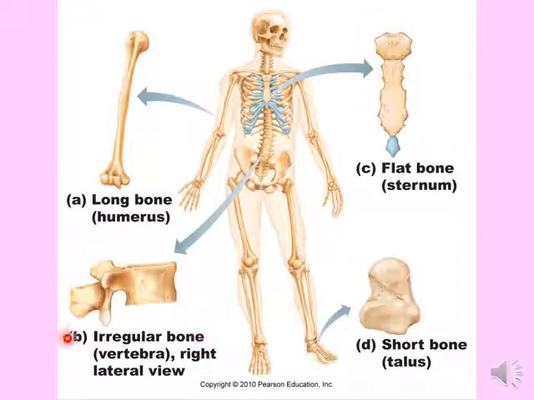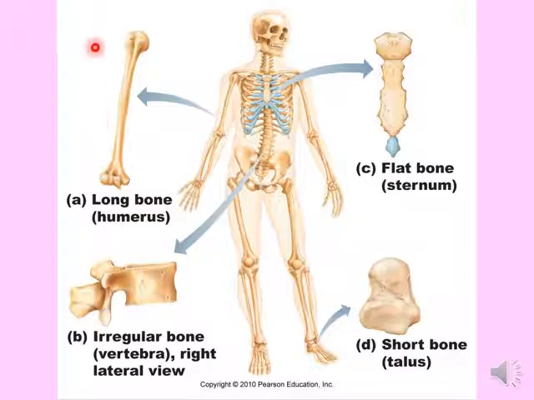Then you've got irregular bones, and they are really irregular. Okay, you've got all these pieces that stick off every which direction. So the vertebrae are a great example of an irregular bone. Short bones are your wrist bones and your ankle bones primarily.